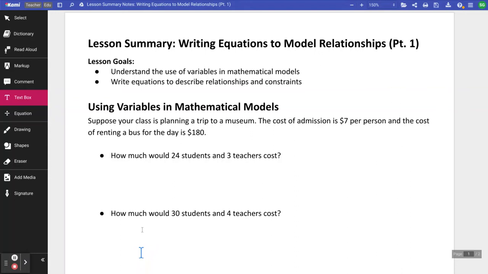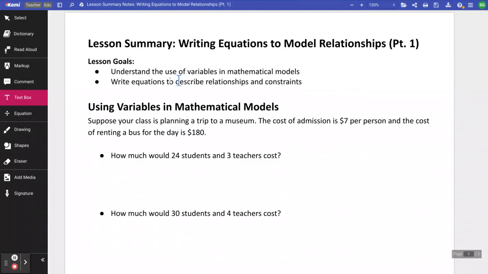This video is going to be a summary of our second lesson in our unit on equations, which is on writing equations to model relationships. Notice this is part one. We're going to be doing part two tomorrow. And as a reminder, this video isn't the entire lesson, but it is a shorter video to help you summarize all of the great stuff that we hope you learned in that lesson and really help you cement in the learning goals for that lesson.